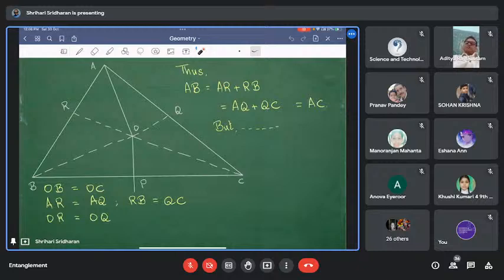But then, we started with an arbitrary triangle. We didn't say, let's have an isosceles triangle, right? We just started with some arbitrary triangle ABC. And again, we have found out something intriguing. We've shown that two sides of a triangle are always equal. Is that right? Do you agree that they have shown that?